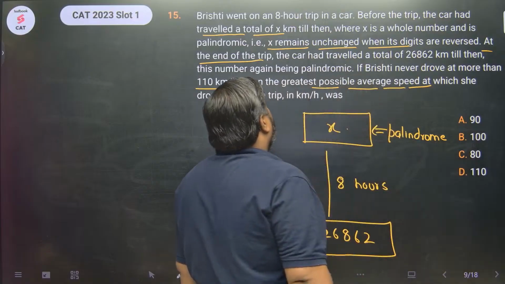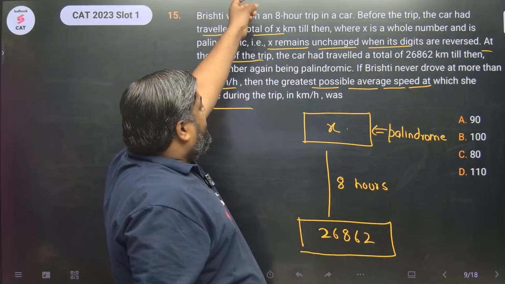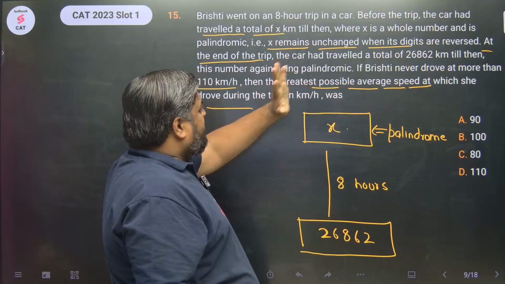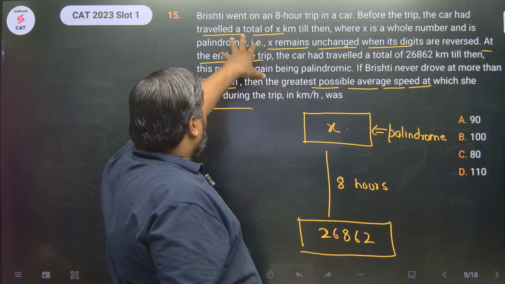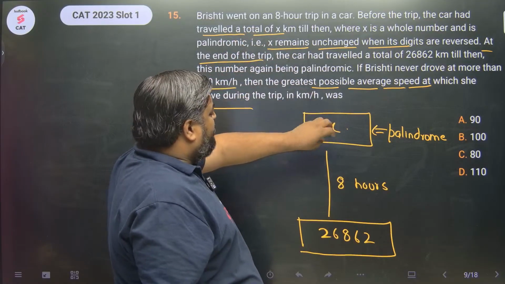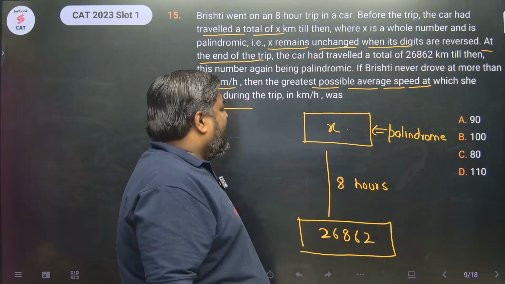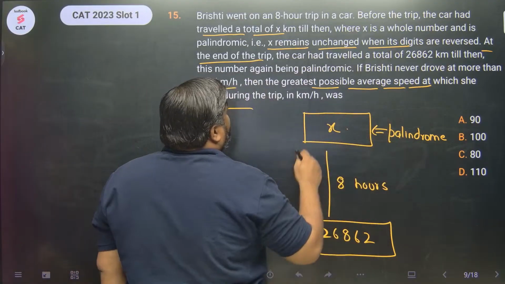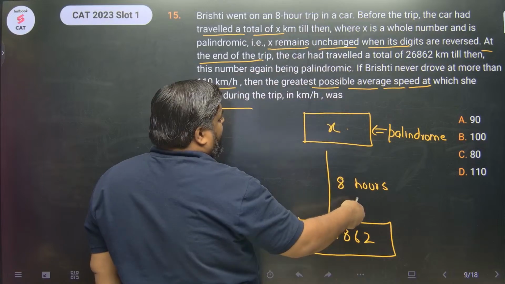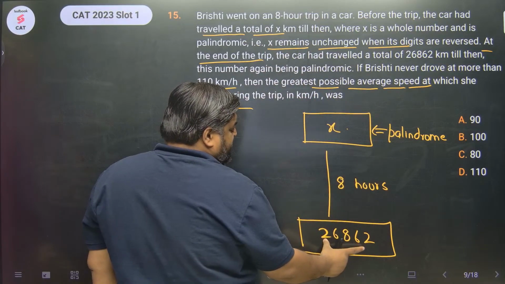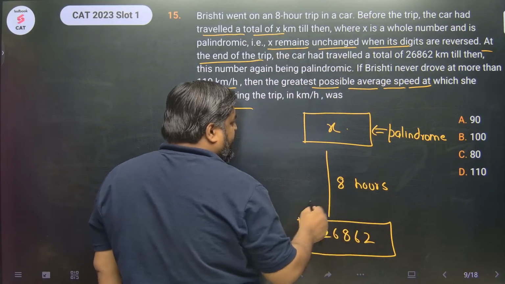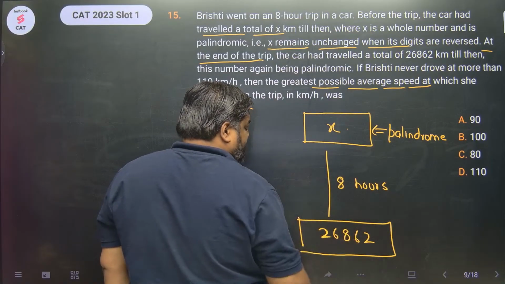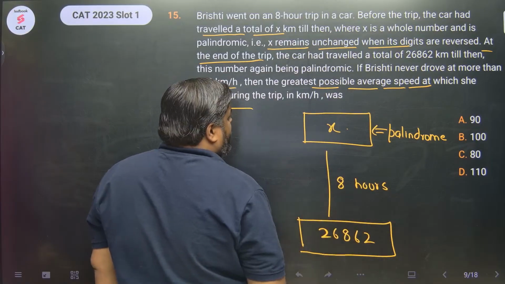Question says that Brishti went on an 8-hour trip in a car. कार उसने किसी से लिया उधार. Before the trip, the car had the reading of x kilometers, which was a palindrome. कार का रीडिंग था x and that number was a palindrome. And after the 8-hour trip, the reading was 26862. Again, it is a palindrome.